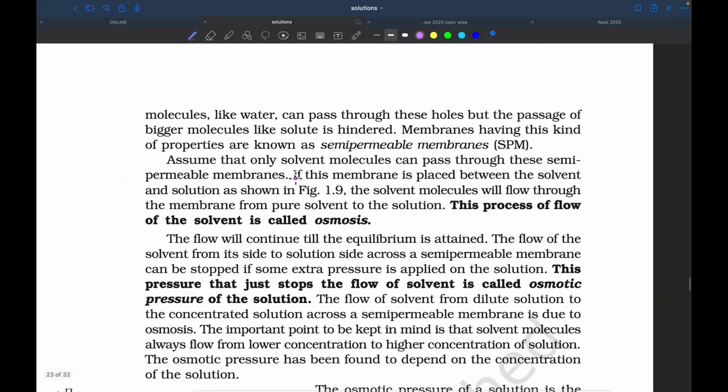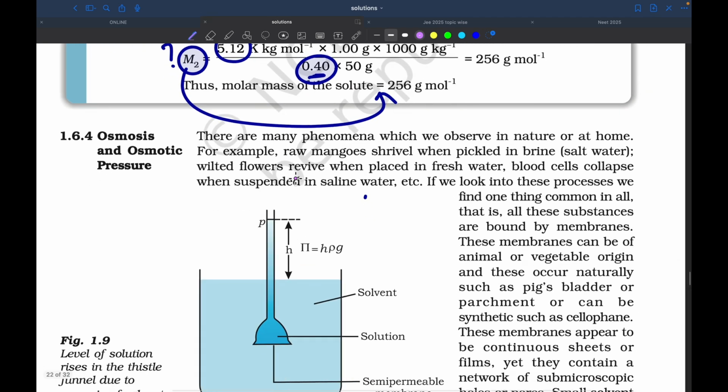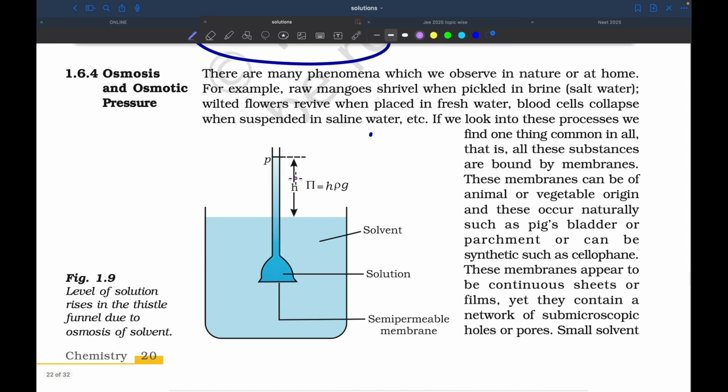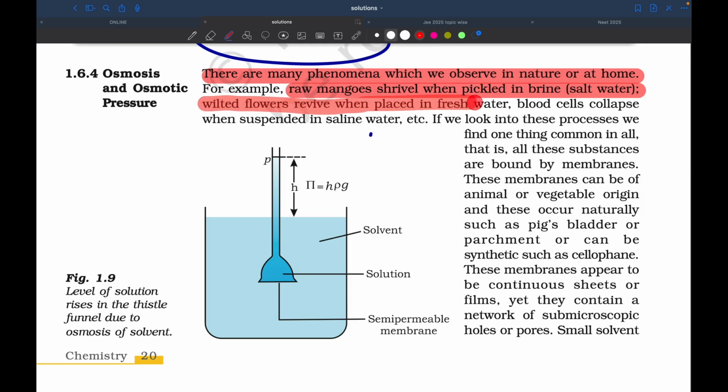Look here, let's see this once. Osmosis and osmotic pressure. There are many phenomena which we observe in nature or at home. For example, raw mangoes shrivel when pickled in brine water. Wilted flowers revive when they are placed in fresh water, like raisins. Blood cells collapse when suspended in saline water. If blood cells are kept in saline water, they will get shrinked, etc.